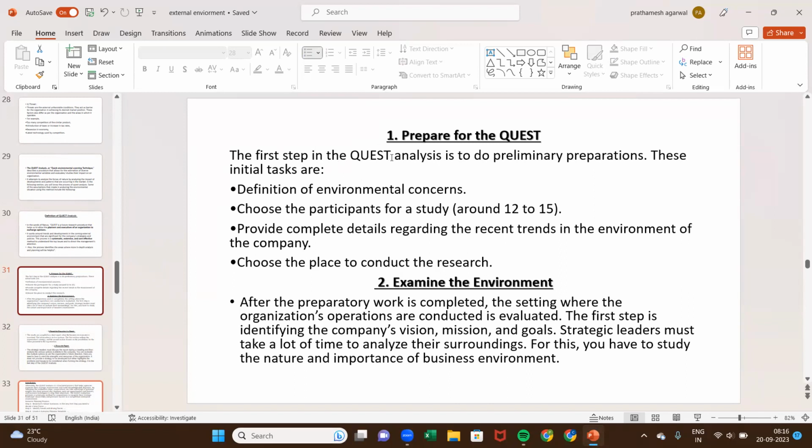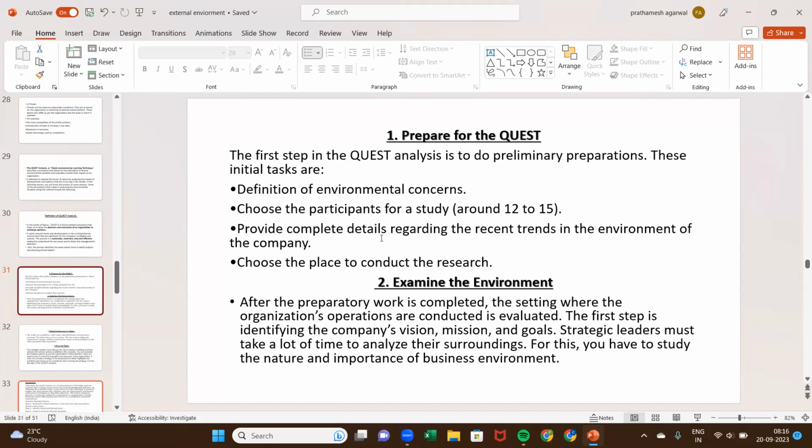The first step in the quest analysis is, now why all this? Because, as I told you on the previous slide, quest is a research oriented analysis. So first of all, definition of environmental concerns. What have you pinpointed? Again, I repeat, environmental concerns are variables. You don't know exactly what is happening, but it is a variable. Choose the participants for a study. We need around 12 to 15 participants.